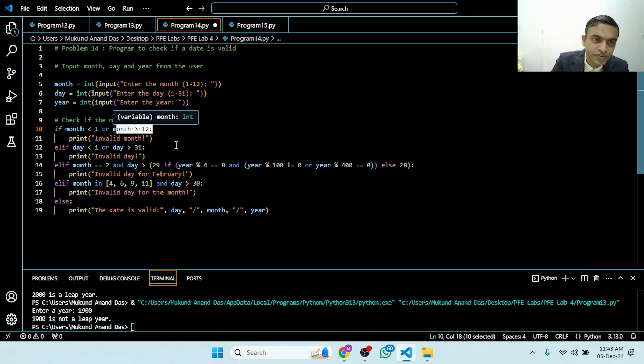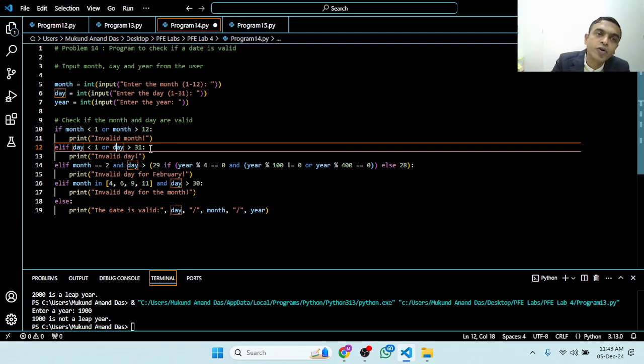So this is, we will say, invalid month. If it is between these two, then the control will pass on to the next one and we will check for the date. So first we will check for the month. If the month is not valid, then we will not check for the day. So if month is valid, then we come to day. Now what is the day?